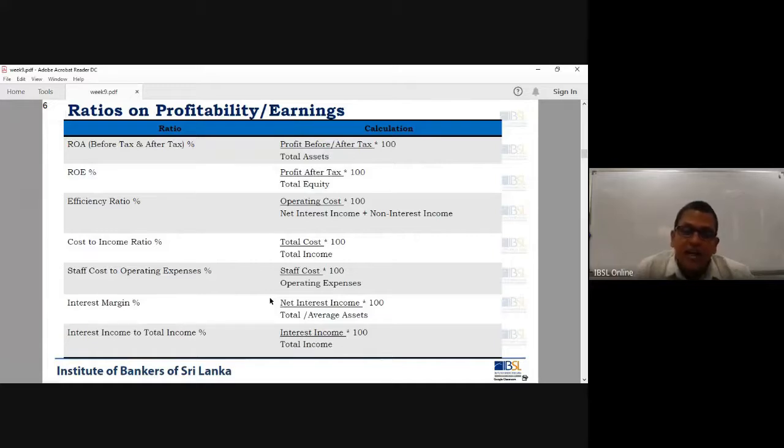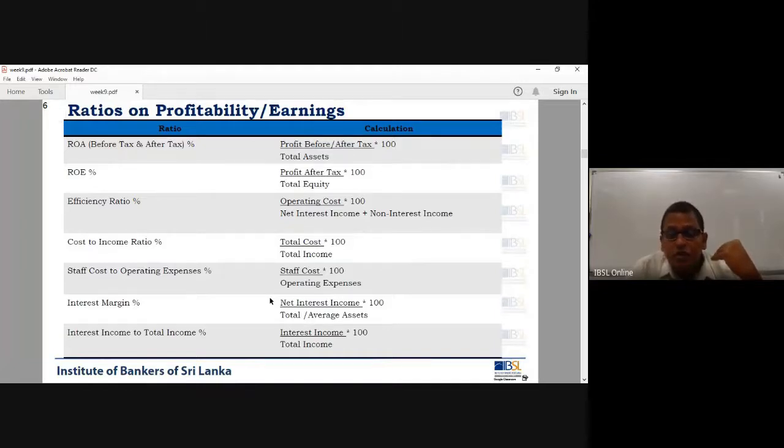So for the interest margin, net interest income is divided by the average assets and multiplied by the 100. And then finally, we are calculating the interest income to total income ratio.